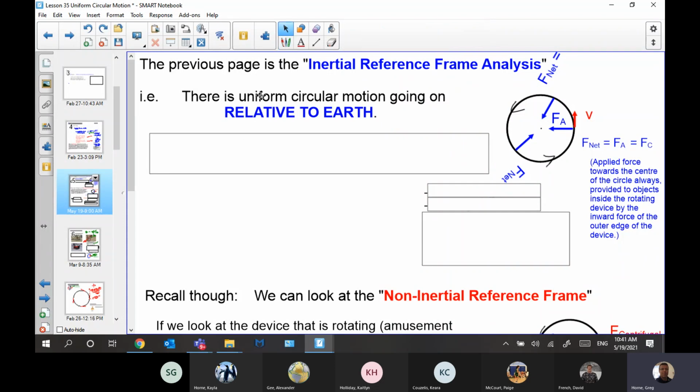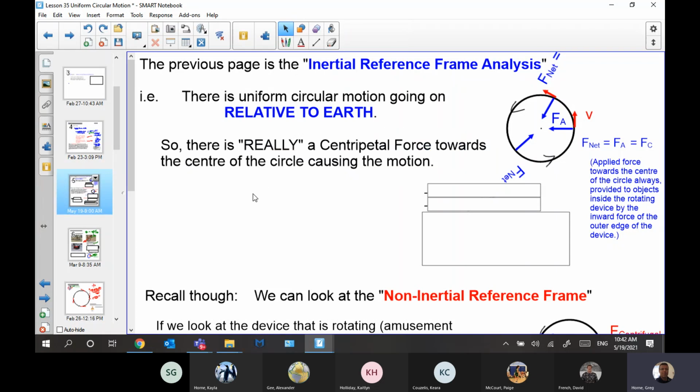If there's uniform motion relative to Earth, this is what we're saying, that really there's a centripetal force towards the center all the time. My velocity is always on a tangent to the circle. So I could put this velocity vector there as well. I'm not going to bother for the other one, but there's going to be a velocity on a tangent to the circle at each spot. That's what's really going on, relative to Earth. So there's really a centripetal force towards the center. If we're analyzing this, we know there's acceleration towards the center. We know that the velocity is tangent to the circle, as I've said.